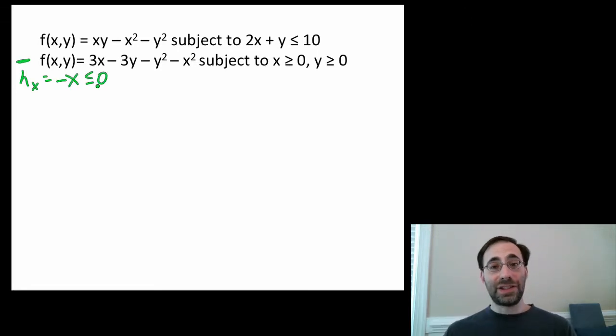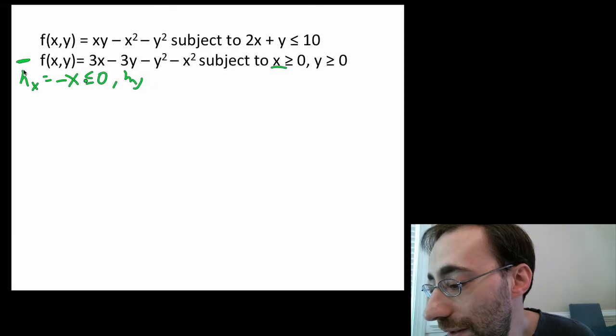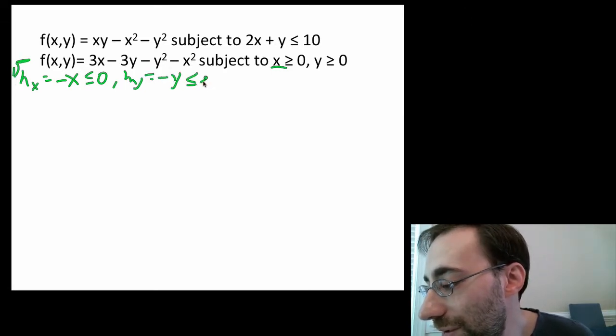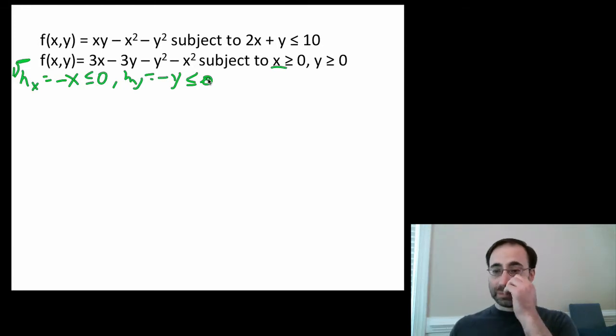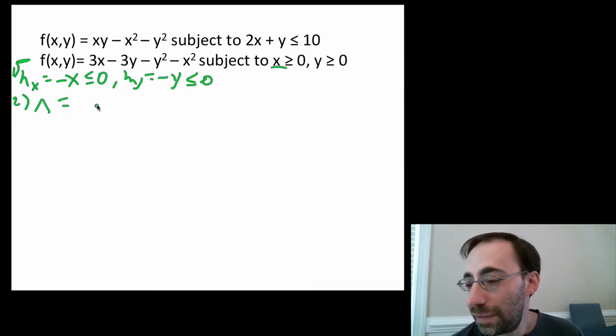So we have to make it less than or equal to 0, which means flipping the sign on what we're given here. And then h sub y, that's step 1 by the way, h sub y is equal to negative y, which is less than or equal to 0. There we go. So, 2 conditions. Step 2, form our function. Well, first we have f. I'm going to put the x's together to make it slightly easier.